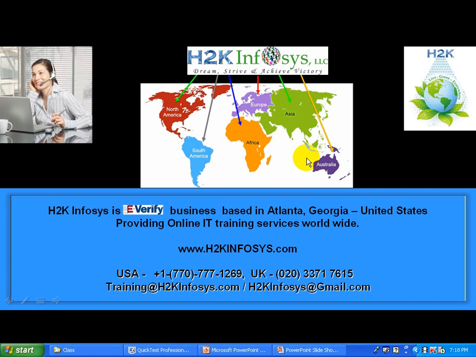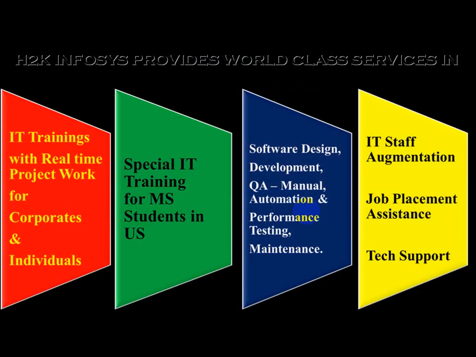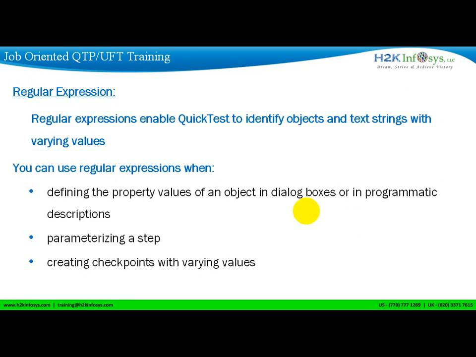Welcome. So today the topic we discuss is regular expressions. So what are these regular expressions and why do we need them in automation? Regular expressions are basically useful to handle dynamic objects, objects that change at runtime. You can handle that kind of object through regular expressions. Regular expressions enable QuickTest to identify objects and test strings with varying values.